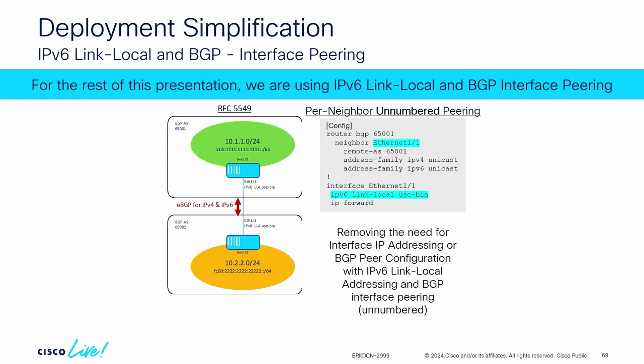So for the rest of the presentation, this is the starting point, right? We are using 5549 to drastically simplify this configuration. And again, it could be used even if I am still v4 only in the data center, right? I use this configuration just to simplify the peering. It doesn't matter if I have v6 deployed or not. Maybe most of you don't yet, and could still start to benefit from this.